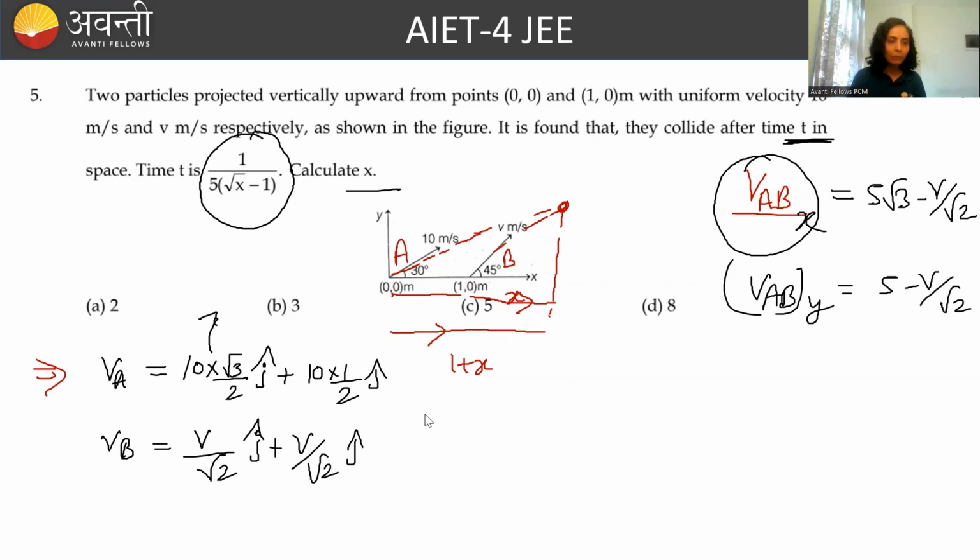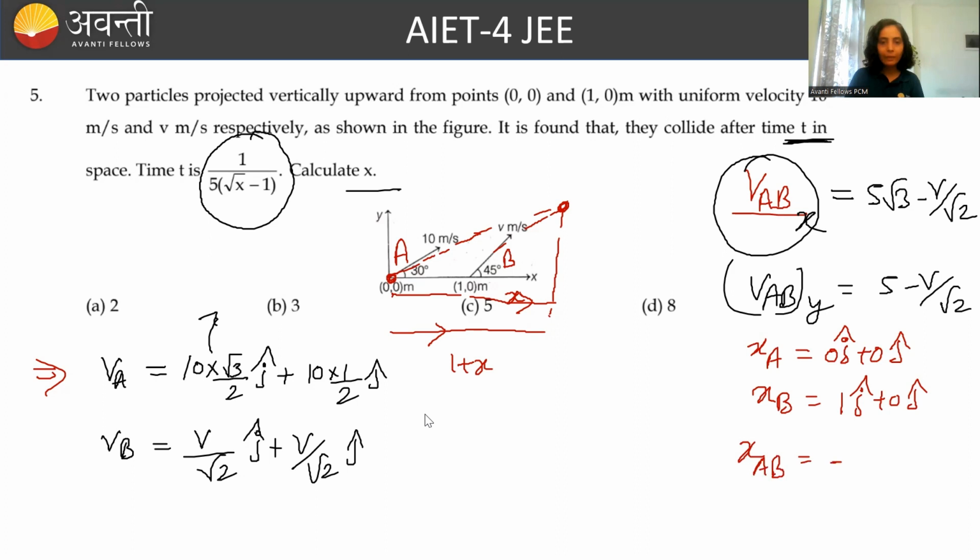Now how will we calculate the time? You just see here, similarly we can also calculate their initial separation. The initial position of A is 0 i cap plus 0 j cap, since initially it is at the origin. And the initial position of B is 1 i cap plus 0 j cap. Now, what is the relative position of A with respect to B? It is minus 1 i cap, that is, it is 1 meter behind B.